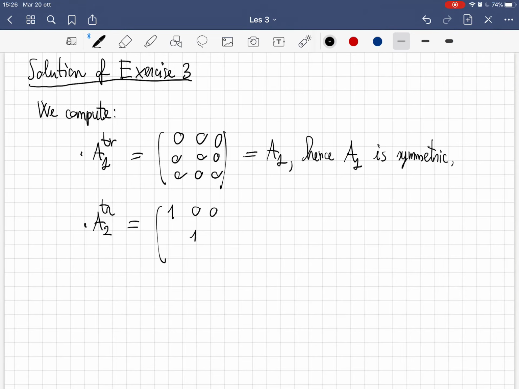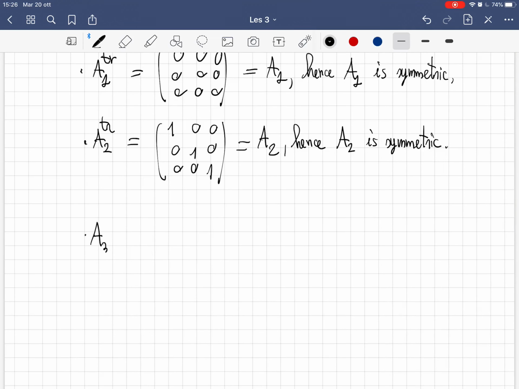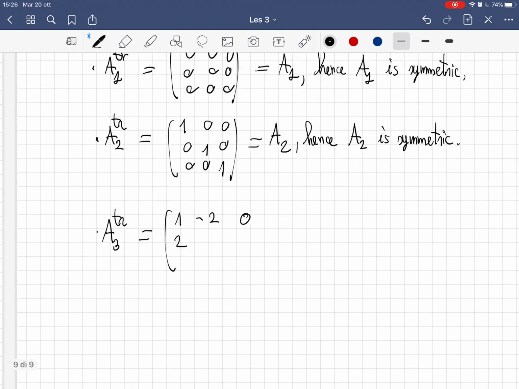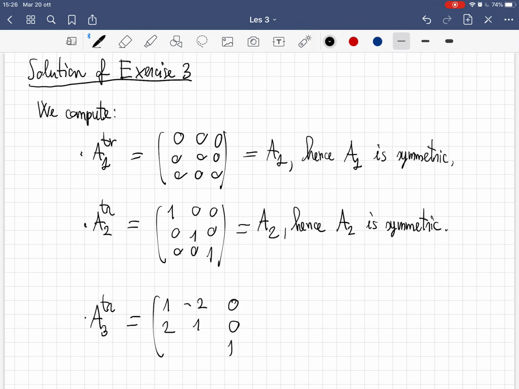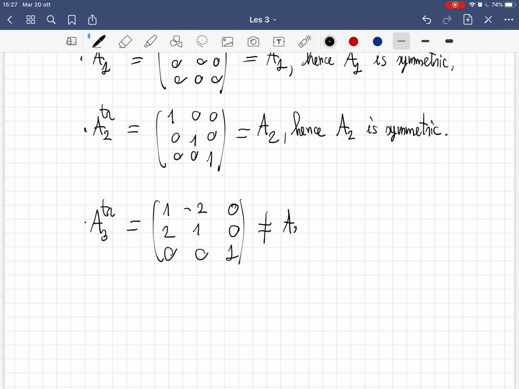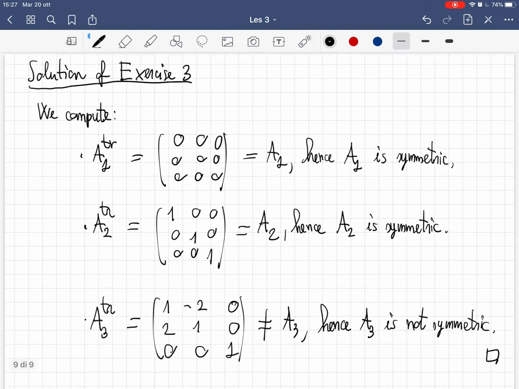Then the second, that was again the identity matrix. Was it? Yes. Hence A2 is symmetric. And the last one, that was 1, 0, 1. And it looks fine. This is different from A3, hence A3 is not symmetric. Okay, and yeah, this is it.